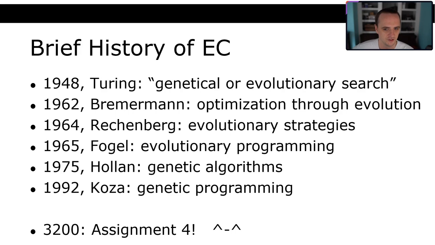So just realize that without going into too much of the history, it's been around a while. It's a very well-developed field, and evolutionary computation and genetic algorithms and all that was sort of, you know how neural networks are like the current big thing in AI?